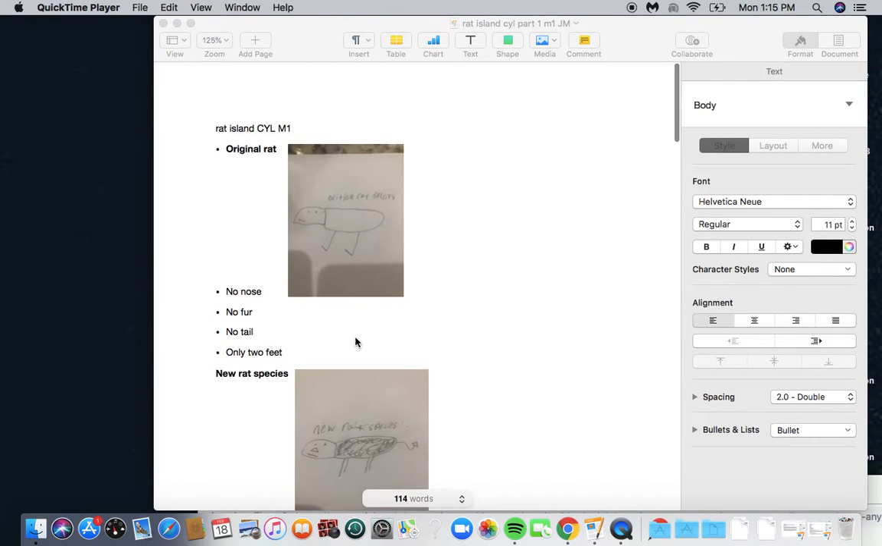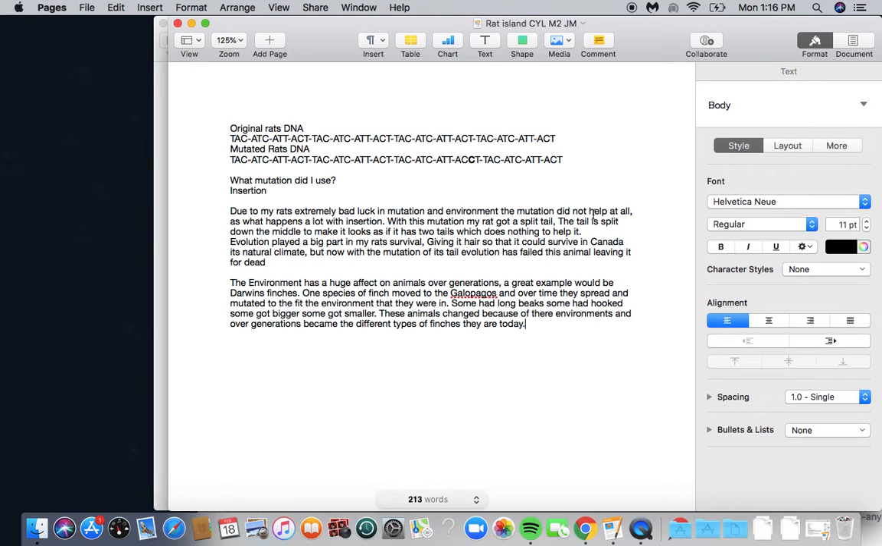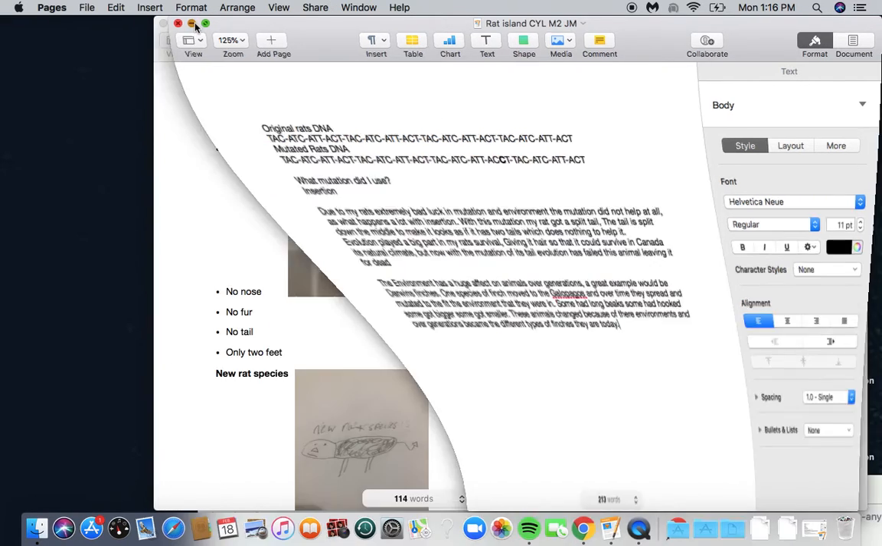Now you can see by both of these drawings, even though they're crude, that they are related to one another. One, by the head, by the structure of the body, and even though the rat species looks different, you can still see that they're related. You can also see by the bone structure, which you can't really tell through these drawings, but you can still see that they are close to one another. And if you look at the DNA, TAC, ATC, ATT, ACT, they're very close to one another in DNA.